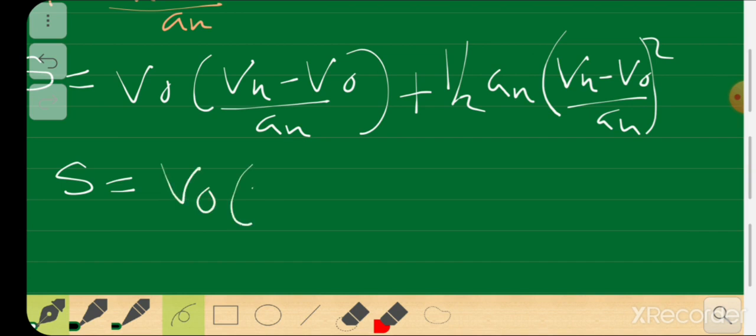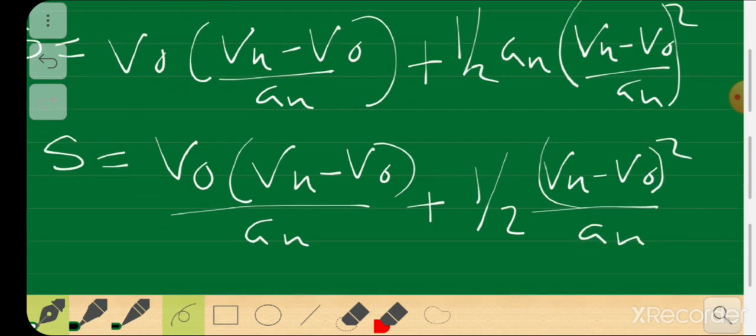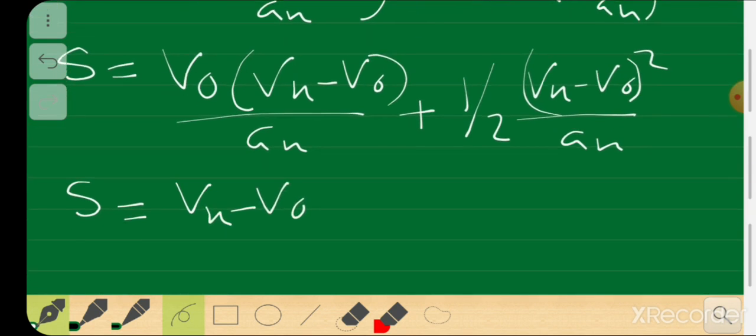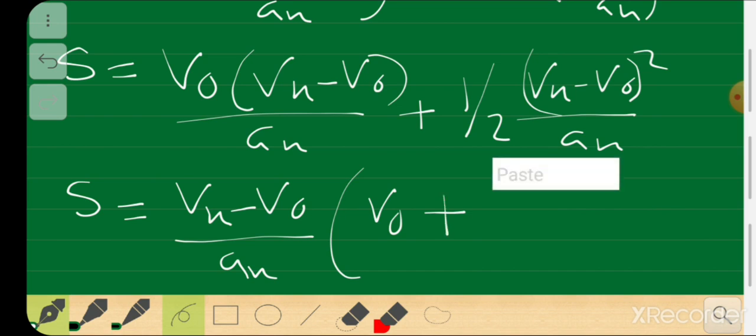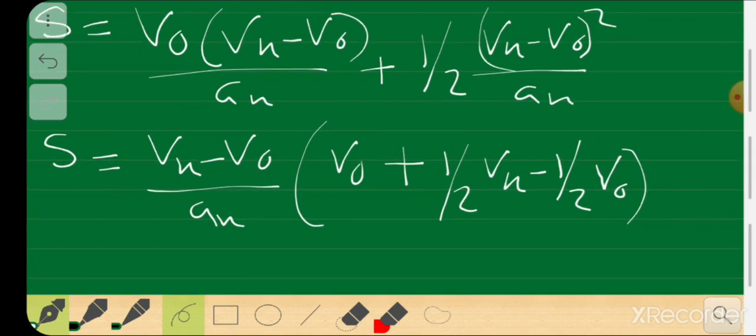So v0 times (vx minus v0)/ax plus ax and ax cancel, so you get half of (vx minus v0) the whole square by ax, right? So now what I can do is take (vx minus v0)/ax outside. That would be much easier, right? So you get v0 in the rest, plus half of vx minus half of v0, right? So that's what you get. I think I did it right.